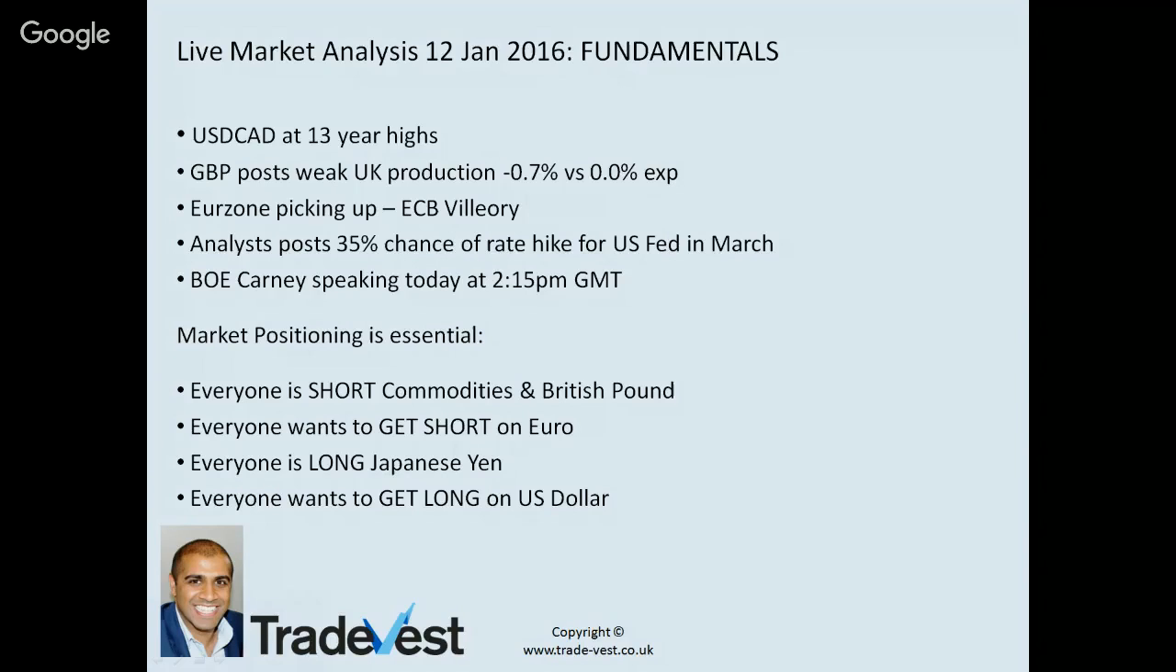So right now, everyone is short commodities and the British pound. However, everyone wants to get short on the euro. Fundamentally, everyone is bearish on the euro, even though we are getting positive data out. And considering we're going sideways, because on a technical chart there's no real impetus from buyers or sellers, everyone does want to get short.